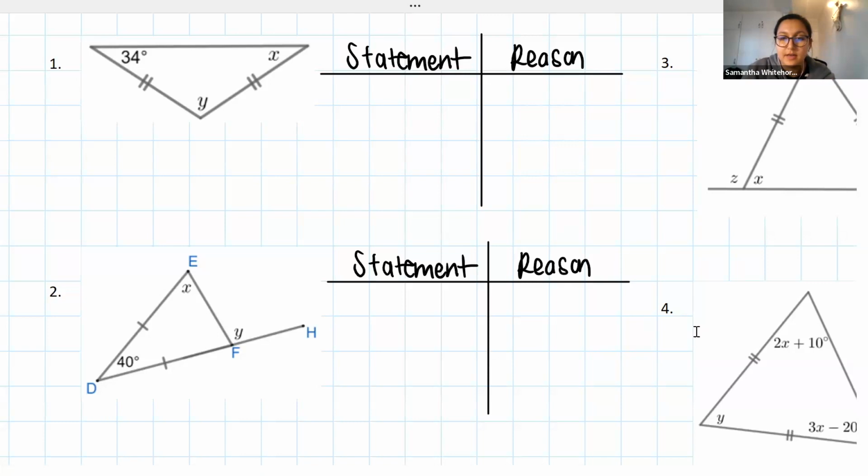I love that I can see everyone who's got cameras on actually writing it down, trying it by themselves in a book. Yeah, that's awesome.